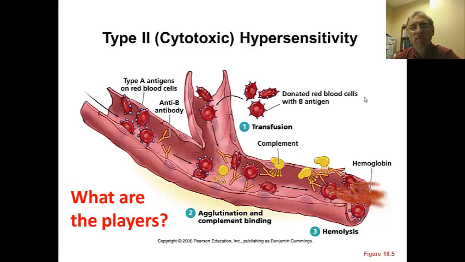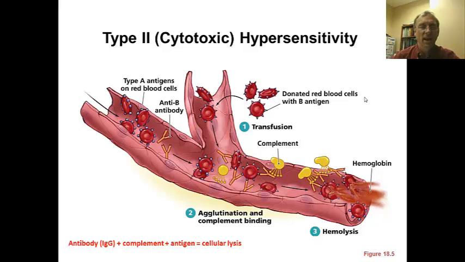The second type of hypersensitivity, type 2 hypersensitivity, is sometimes referred to as a cytotoxic hypersensitivity. It also involves an antibody and an antigen, but in this case the antibody is of the IgG subtype. Antibody reacting with antigen can recruit and activate complement, and when complement becomes activated, binding to the surface of cells, this results in cellular lysis or cytotoxicity.